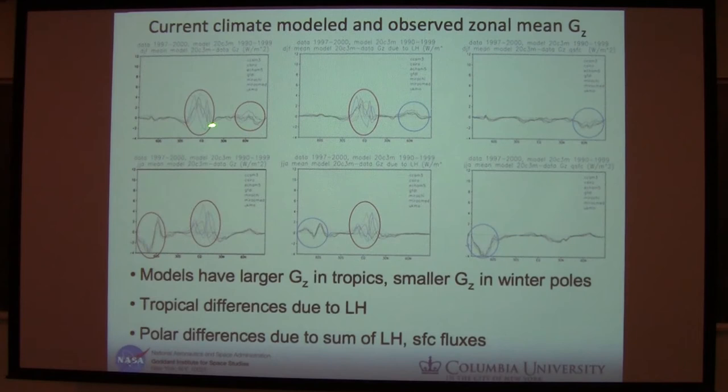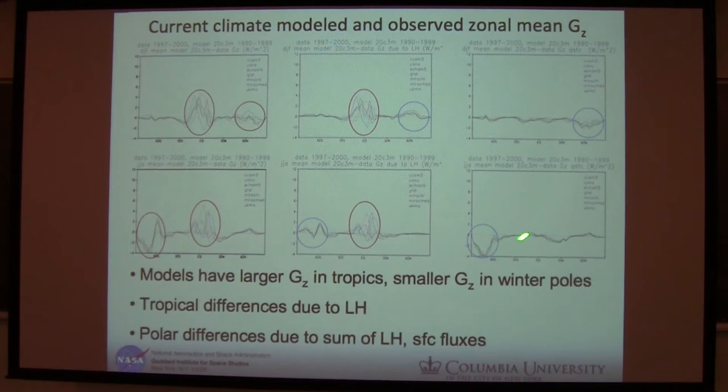So we see that in general models have, you can't really see this, but there's a shift here in many of the models across the equator of latent heating into the summer hemisphere. So you can see there's a dip here, you probably can't see that. But many of the models have a latent heating peak that's in a different location than in the observations, shifting toward the summer hemisphere. And also we see similarly that surface heat fluxes are affected at the winter pole.